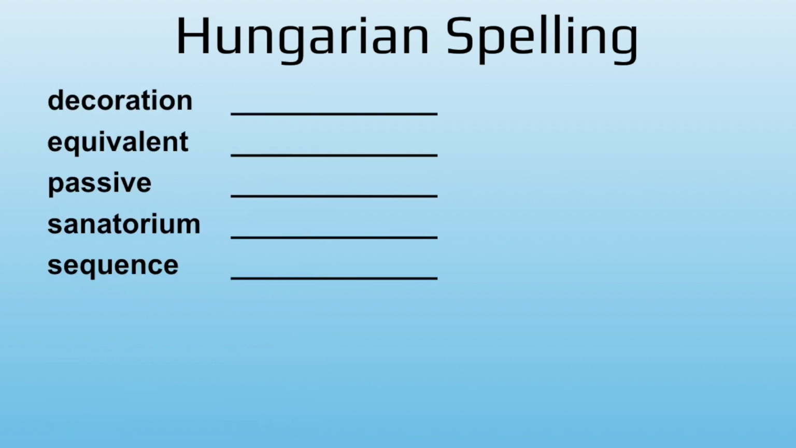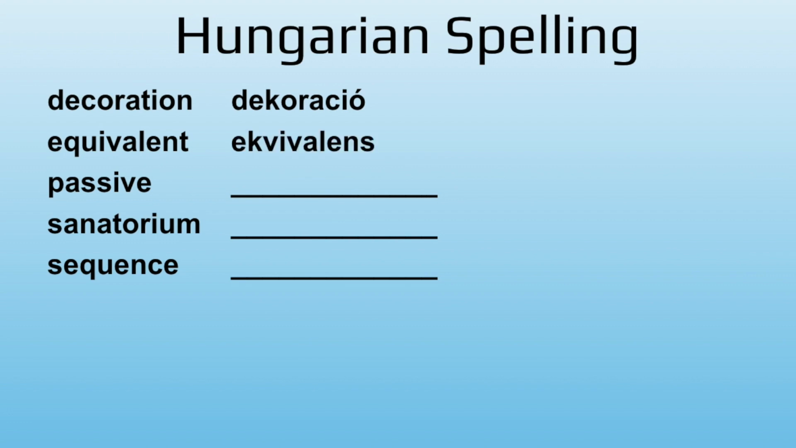So decoration, there's a dek sound, the C is a K, so that's going to become a K, and then the shun is going to become that sio that we saw. Otherwise, no more that needs to be done. Equivalent, well, it's got the QU, which is going to become a kv, and then the ent, as we saw, becomes ents, equivalence. Passive, so the first S there will stay as an S, but the second one, because it comes before a vowel and it sounds like an S, is going to become the SZ.